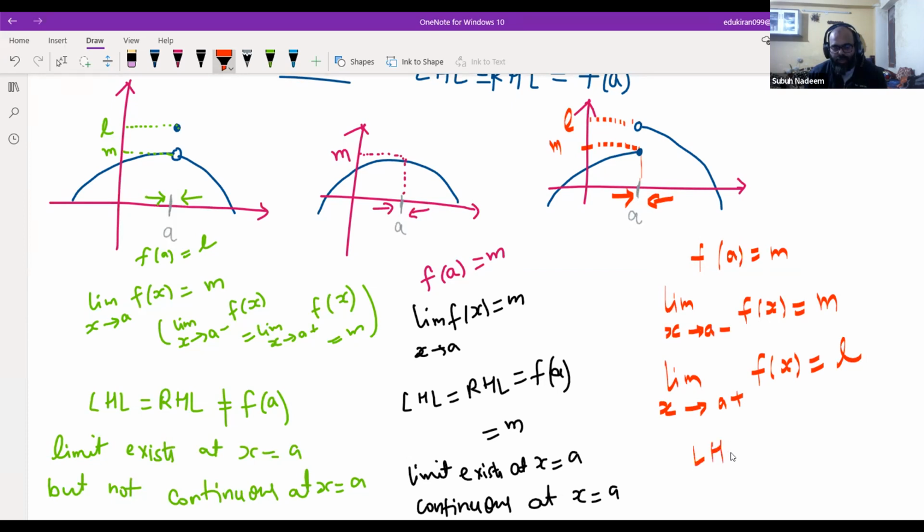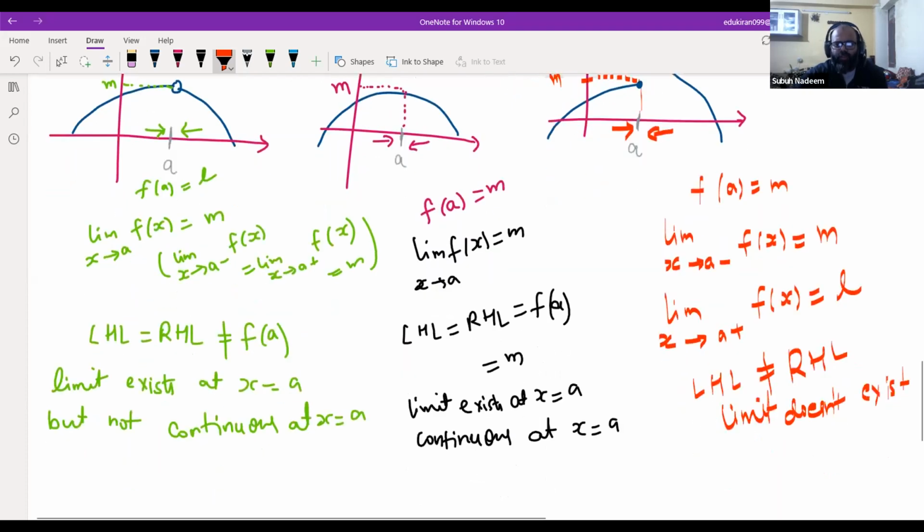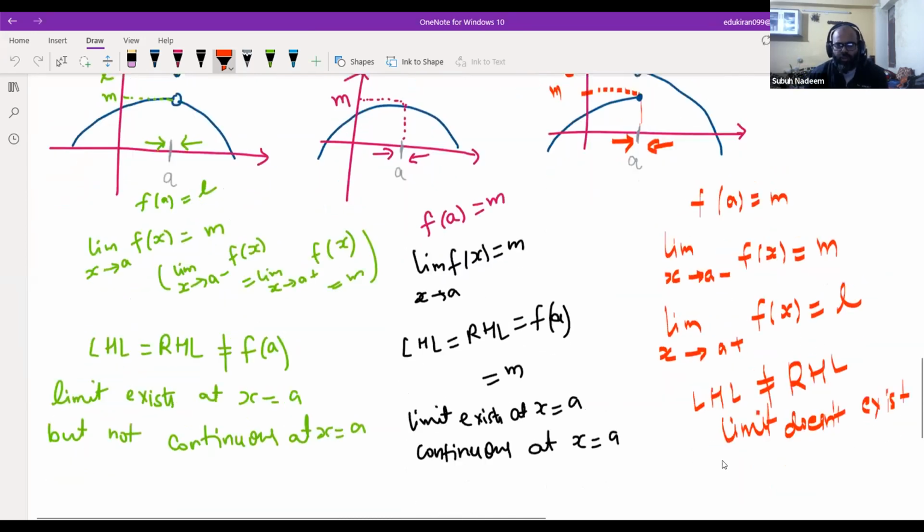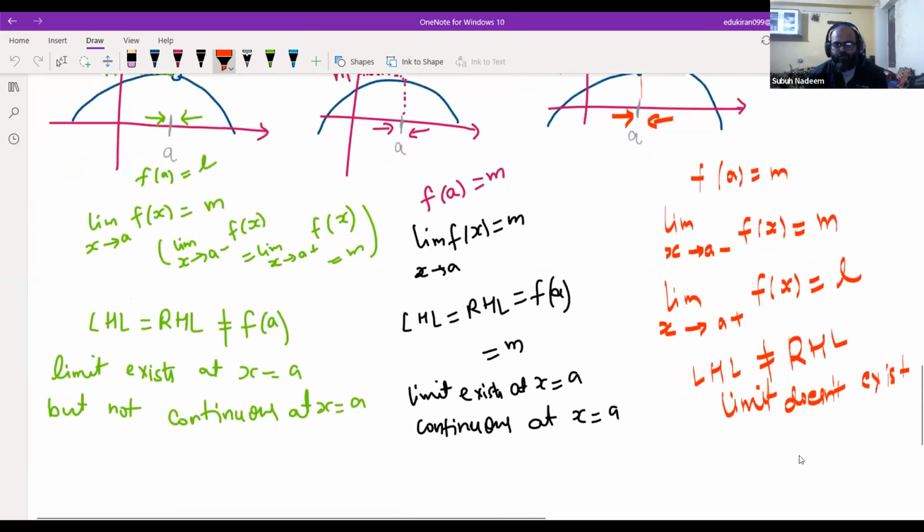So the left hand limit is not equal to the right hand limit. The limit does not exist. And as the limit does not exist, obviously it will not be continuous either, because first the left hand limit should be equal to the right hand limit, then the value of the function. So it is not continuous at x equal to A.